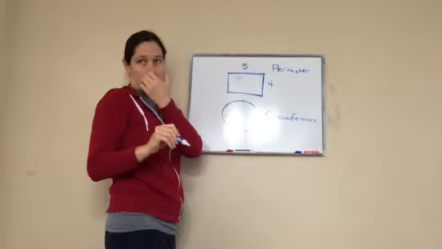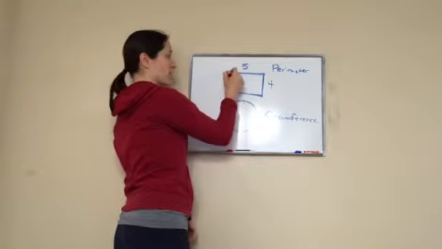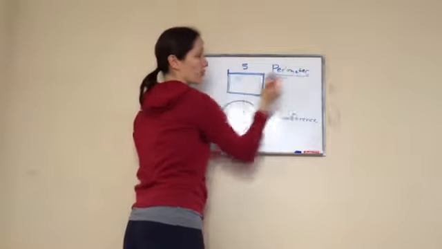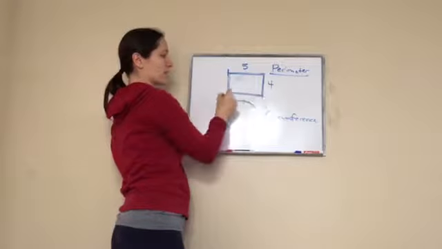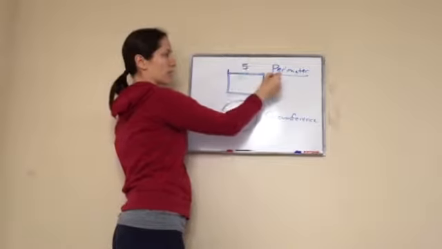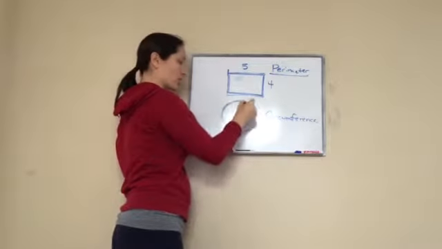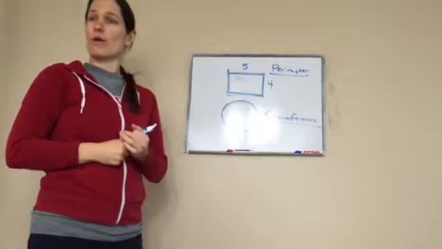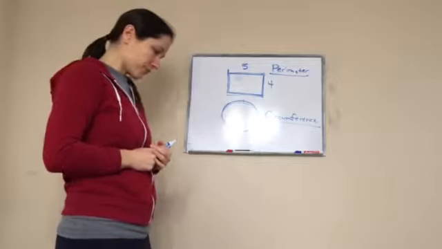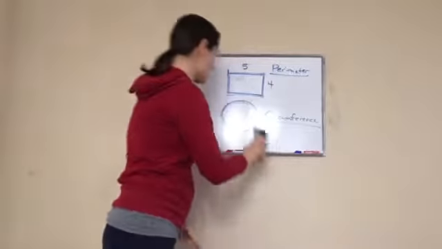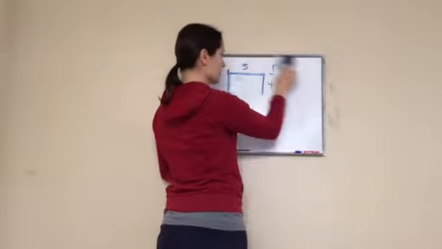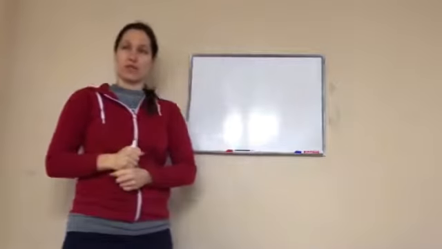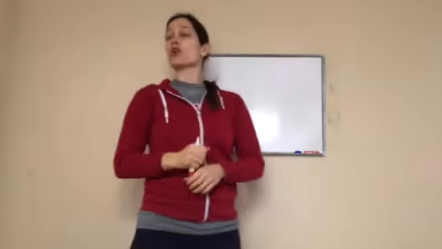Okay? The distance from here all the way around this way is called perimeter. So an object that looks like this is perimeter. An object that is circular, you're finding the circumference, which is the distance around something. I'm going to teach you something really cool today. We're going to find the circumference of something and also the diameter.